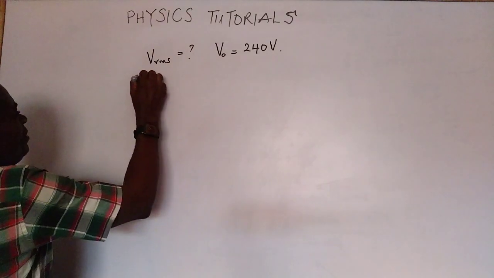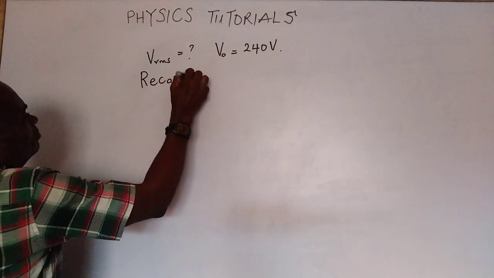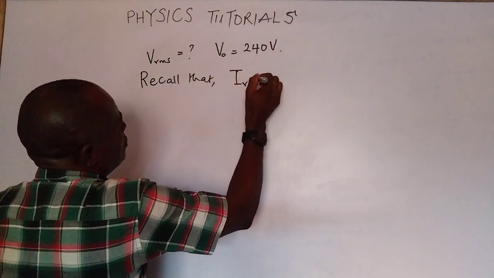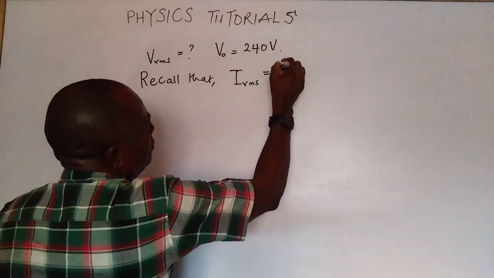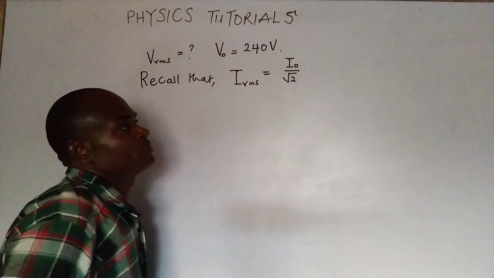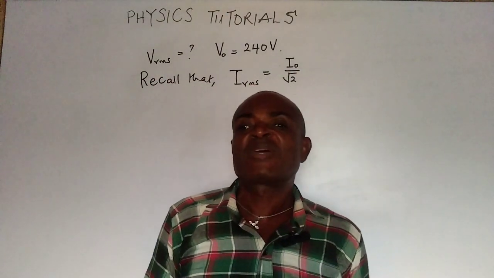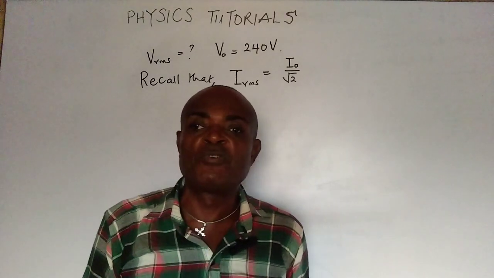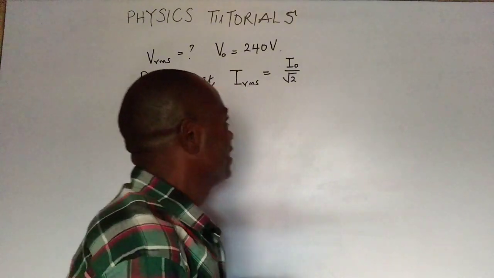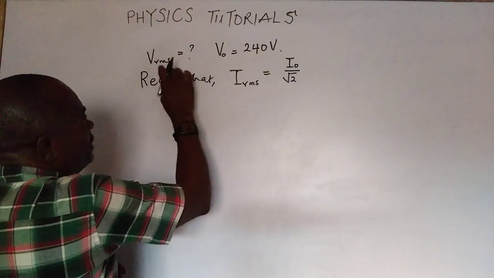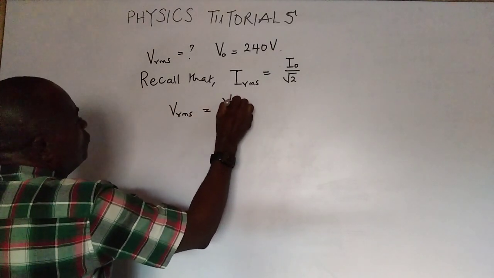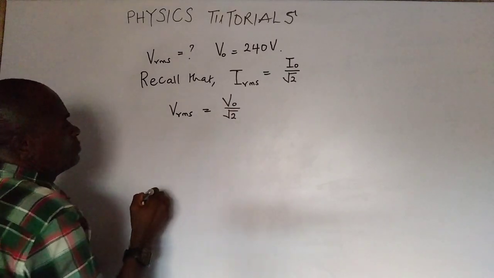All right, so recall that we established last time that the root mean squared of alternating current is equal to the peak current divided by the square root of 2. So if you write the same expression for voltage, you could write the same expression for electromotive force. You could also write it for power supply and so on and so forth. So in this case, we are writing for the voltage. So the V RMS is equal to V0 over square root of 2.